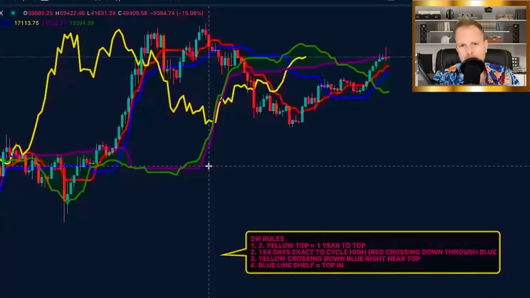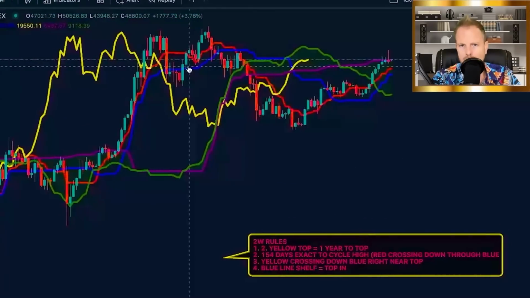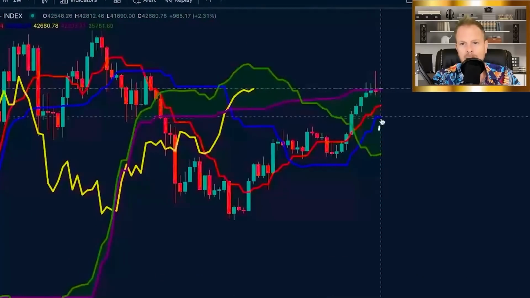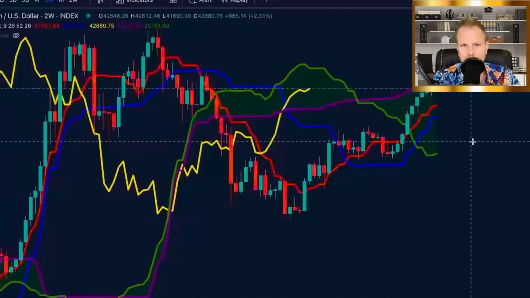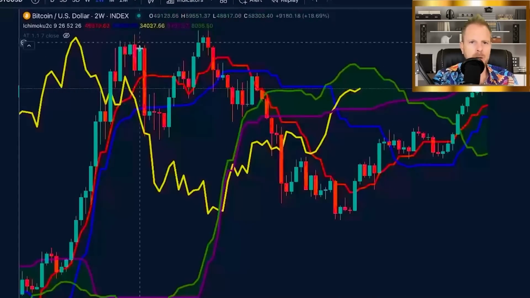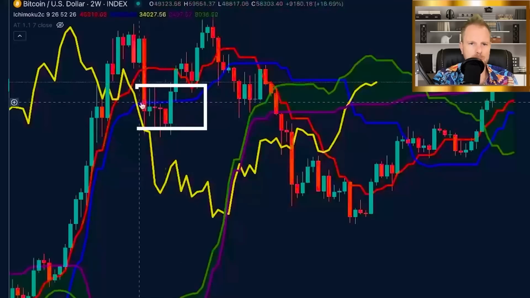Let's look at the next one. We're going to really hone in on this blue line. Again, the blue line is live with us today. What you want to look at is a shelf on the blue line. All right. Case in point right here. We had our market cycle top. You see this shelf here that we're building?